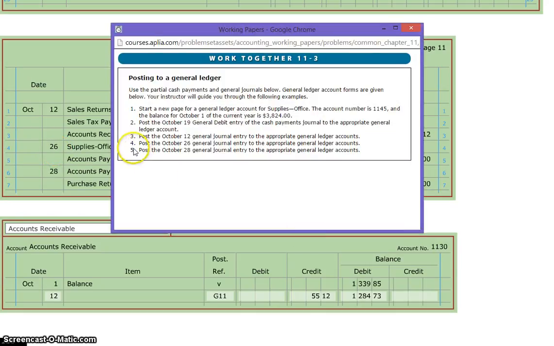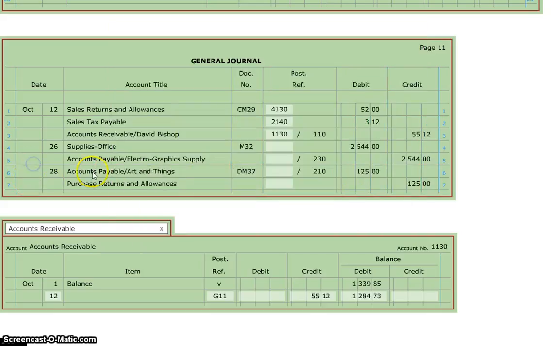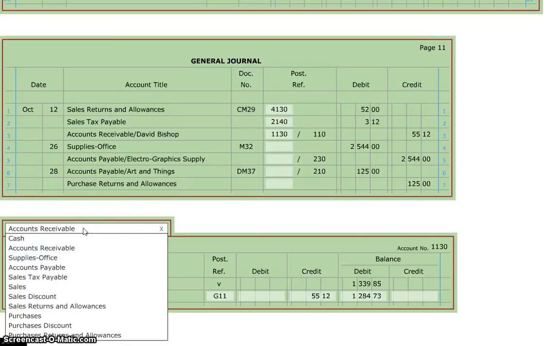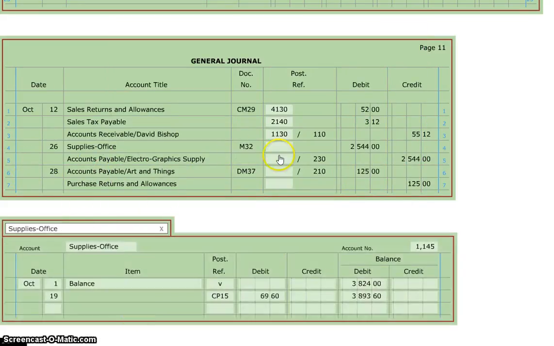So moving on to the fourth instruction, we're going to post the October 26th of the general journal entry to the appropriate ledgers. And then the fifth one, we're just going to move right into the October 28th, still in the general journal. So here the 26th, we have to open up supplies-office again. Plug in the date, the G11, and notice we have a $25.44 debit that we have to post into our supplies-office. So we just plug that right in.